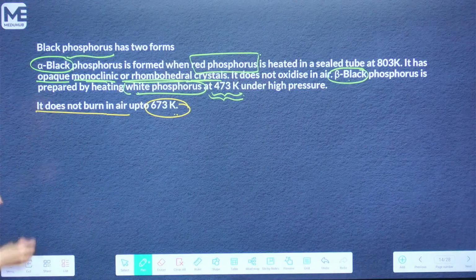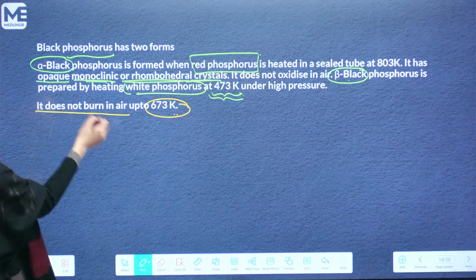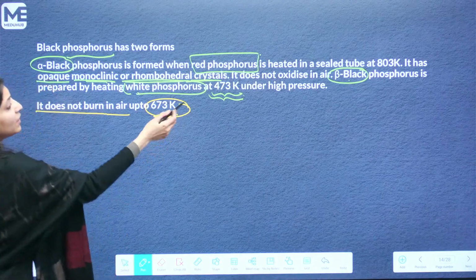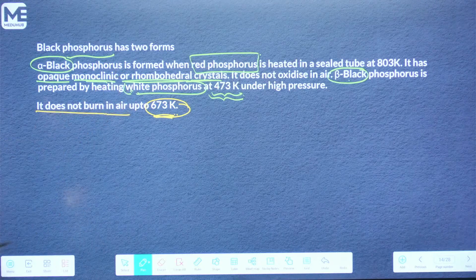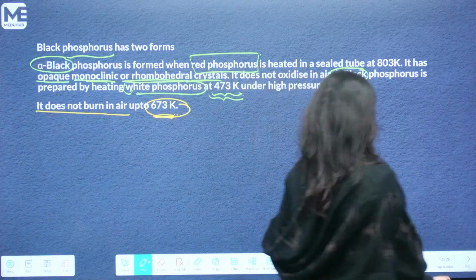And this is black phosphorus, alpha and beta. दोनों ही उतने ज़्यादा reactive नहीं है, oxidize नहीं होते. और ये red से बनता है, वो white से बनता है, ठीक है. So these are the allotropes of phosphorus.